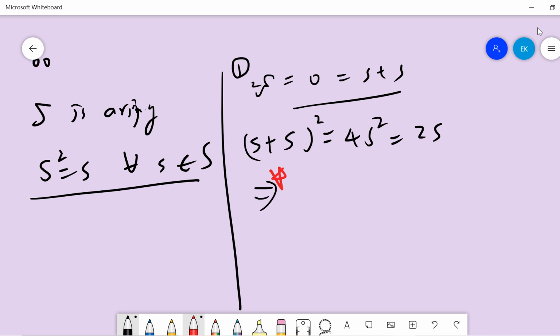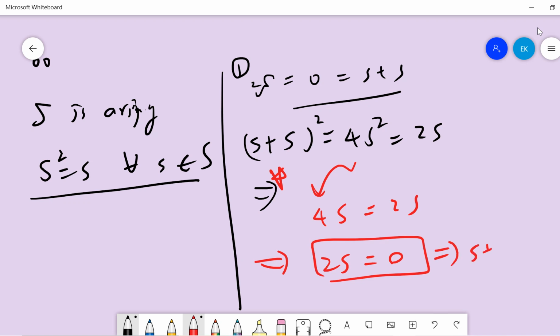Okay, so an important property is that you cannot cancel both sides, right? Because this is ring theory. So remember that you cannot do this, right? But this gives you that 4S equals 2S. But you can do the plus and minus, right? So this is 2S equals 0. So basically S plus S is 0. Okay, so the first one is correct.